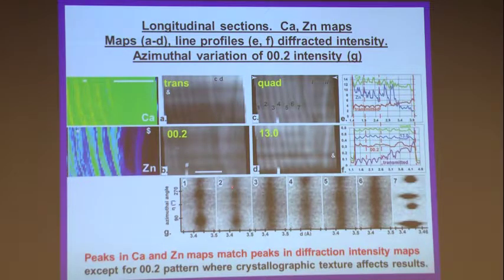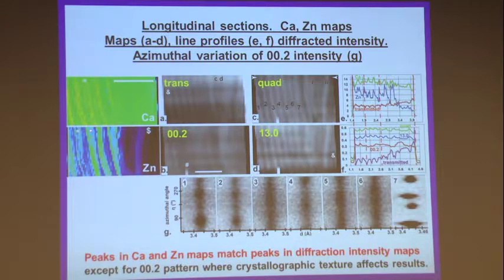Now, if we map the calcium and the zinc in this longitudinal section, the transmitted intensity, and the 002 and 130 diffraction peaks, we find we have a good mapping. So when zinc goes up, diffracted intensity goes up.